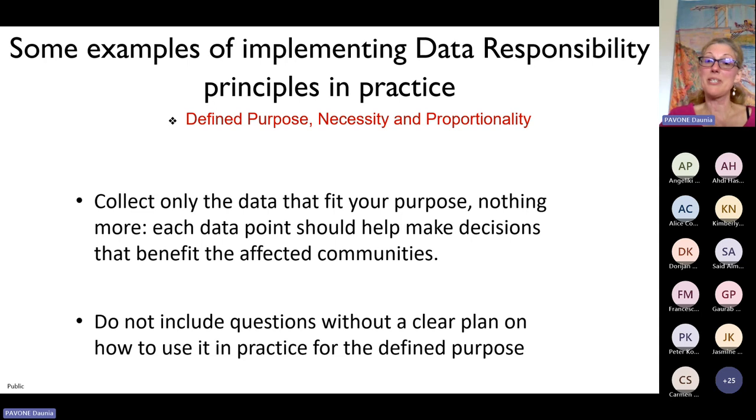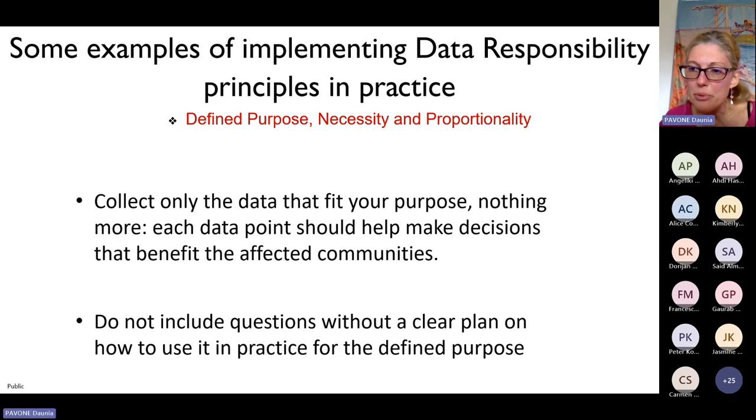So define purpose, necessity, and proportionality. Ahdi says, how do we implement that in practice in our data activities? Starting from user information needs, not from questions. Ahdi, thank you so much for saying that. Yes, Francesco is also in agreement. Very good. Anybody else? Necessity and proportionality. Anybody who can give me some ideas about proportionality? What would that look like in practice?